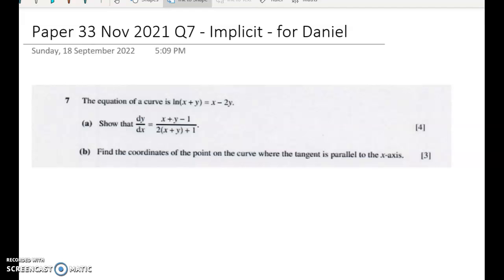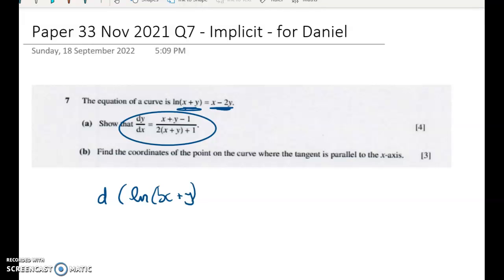So we've got a curve, which is the natural log of x plus y, and that's equal to x minus 2y. We have to show that dy by dx equals this. And I think the thing that freaks you out at first is that you see this combined x plus y. But let's just think about what we're doing when we differentiate with respect to x. What we want to do is to say, well, we know that the two sides of the equation are equal.